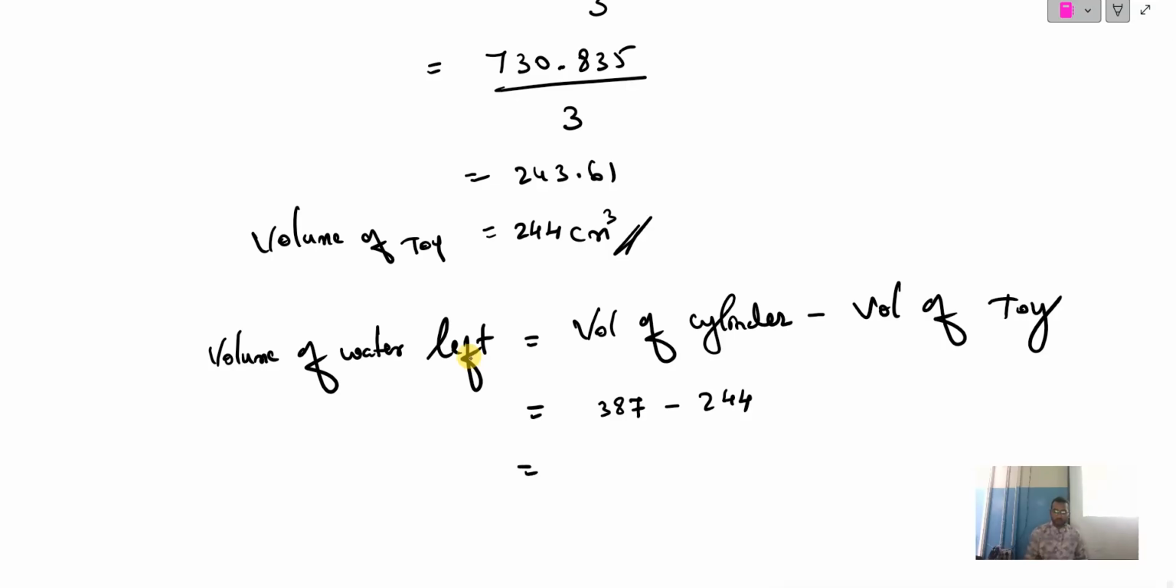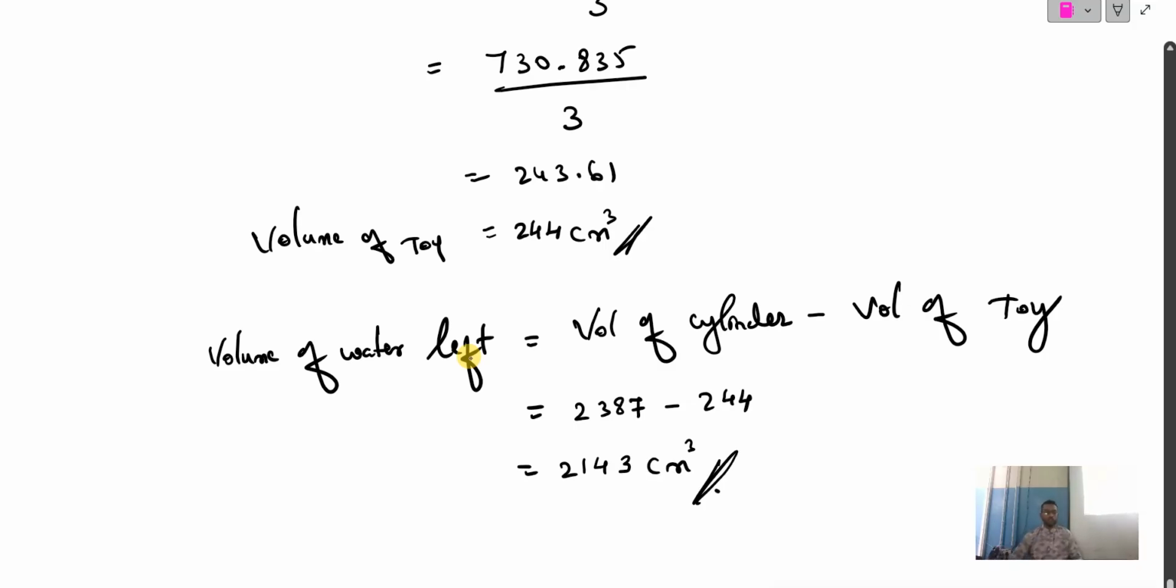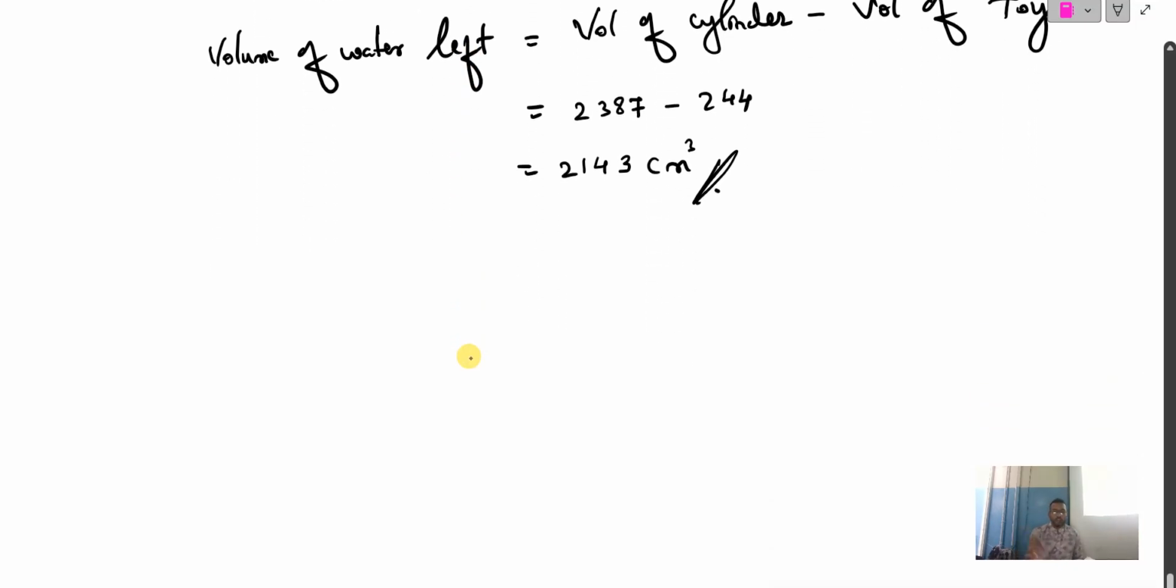So total surface area of toy is equal to CSA of cone plus CSA of hemisphere. Curved surface area of cone is pi r l. Curved surface area of hemisphere is 2 pi r square. Do you know l, the slant height? No, we don't know the slant height. It's the toy they are asking, only the surface area of the toy. Toy means the cone is attached with the hemisphere. No, we don't know the l value.